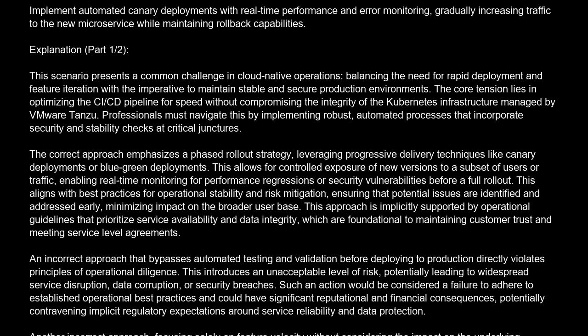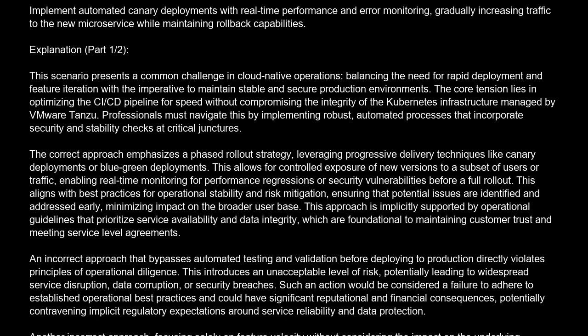The correct approach emphasizes a phased rollout strategy, leveraging progressive delivery techniques like canary deployments or blue-green deployments. This allows for controlled exposure of new versions to a subset of users or traffic, enabling real-time monitoring for performance regressions or security vulnerabilities before a full rollout. This aligns with best practices for operational stability and risk mitigation, ensuring that potential issues are identified and addressed early, minimizing impact on the broader user base.